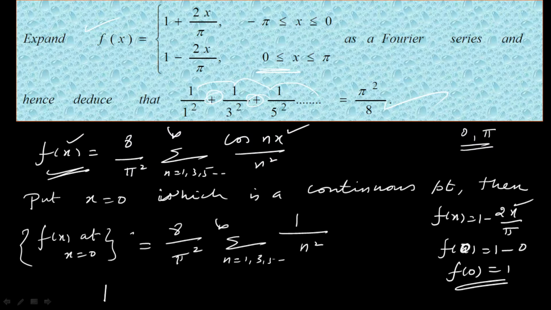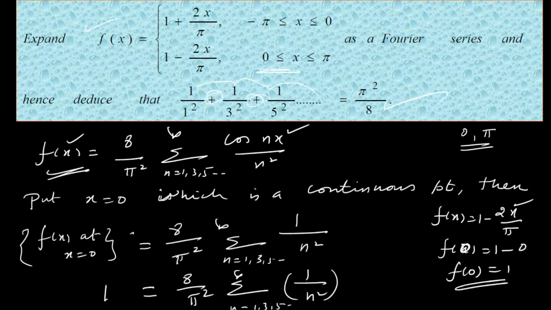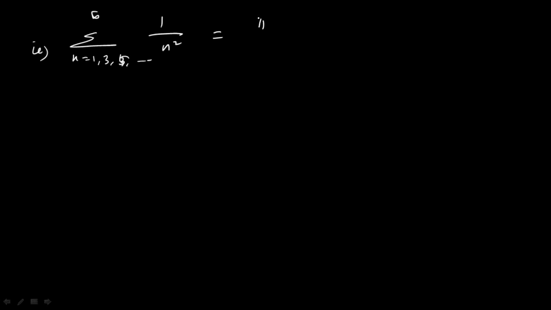So f of x at x equal to 0 is nothing but 1, which is equal to 8 by pi square sigma n equal to 1, 3, 5, etc. to infinity, 1 by n square. Let me keep this summation on one side and take the remaining terms to the other side, which gives you the series, isn't it? So that is sigma n varies from 1, 3, 5 to infinity, 1 by n square is equal to, taking this term to the other side, 8 by pi square becomes pi square by 8, isn't it? Pi square divided by 8.